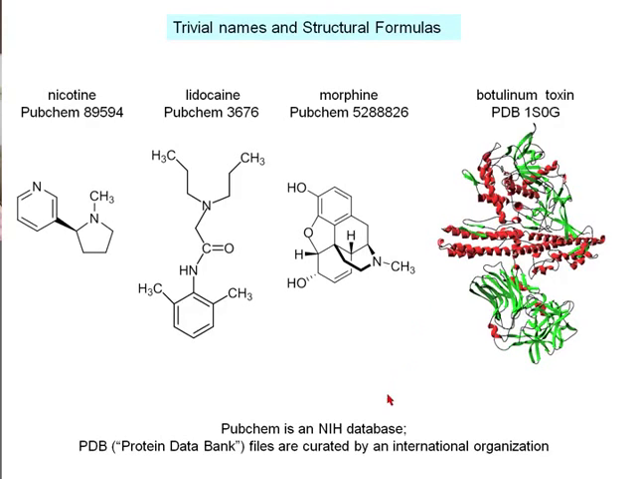The first 3 of them are best described in an NIH database called PubChem, and here are the accession numbers for each of the records. So if you type PubChem 3676 into your search engine, you'll get the record for lidocaine, etc. Botulinum toxin is best described in another database, the so-called Protein Data Bank, whose files are curated by an international organization that looks at X-ray crystallographic coordinates and at nuclear magnetic resonance structures.